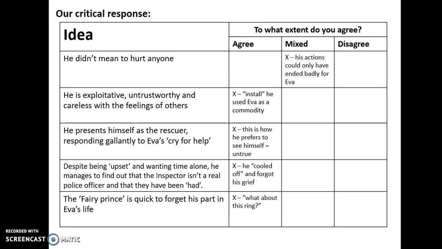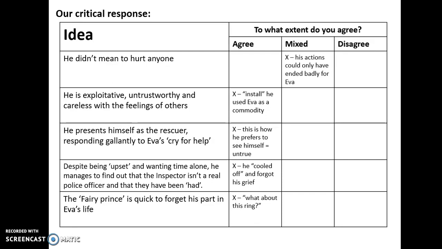Fourthly, despite being upset and leaving the room and wanting time alone, he manages to find out that the inspector isn't a real police officer and that they have been had. I think this is really telling. I agree with this. So he says when he comes back in that he's cooled off. He's had time to think things over.